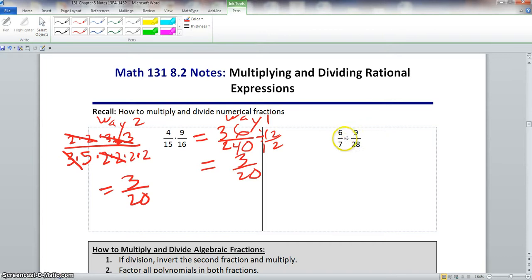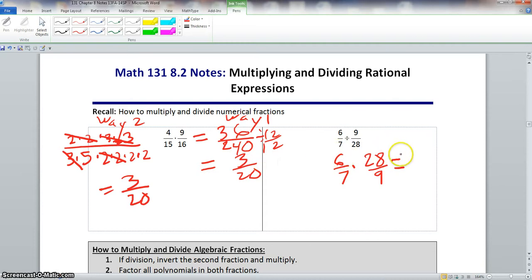Now for problem number 2. We have 6 over 7 divided by 9 over 28. We know that we would keep this first fraction the same. Division will become multiplication, and we'll take the reciprocal of the second fraction, which would be 28 over 9. Now, we could do one of the two ways that we showed here. So I would suggest that we should do the prime factorization method.